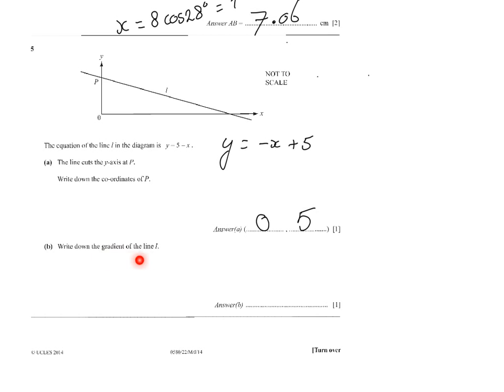Write down the gradient of line L. That also, by the way, write down means there's no working. Just write it down. For 1 point, write it down. It's right in front of you somewhere. What is the gradient? Well, the gradient is always the coefficient of your x term. If you have written it in this format, what is the coefficient? It is -1. There's no working involved. Let's go to question 6.